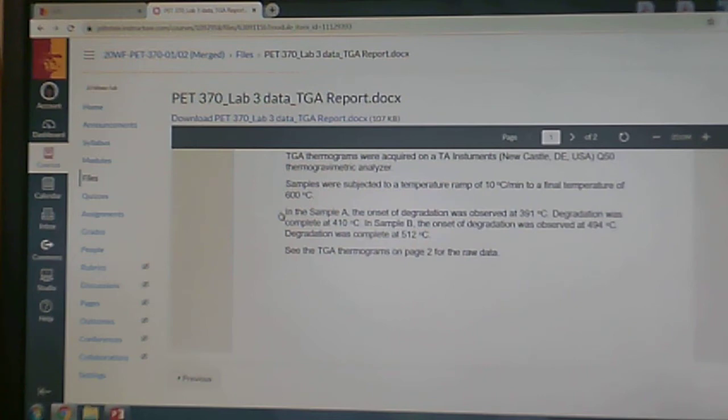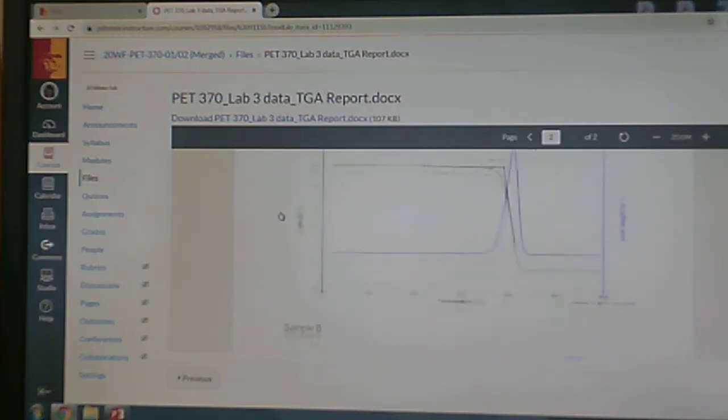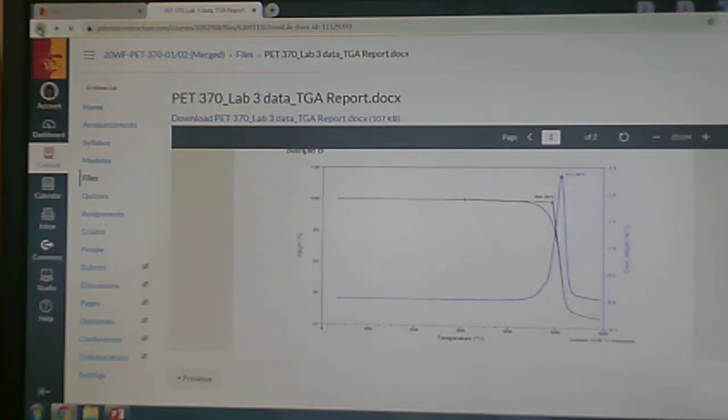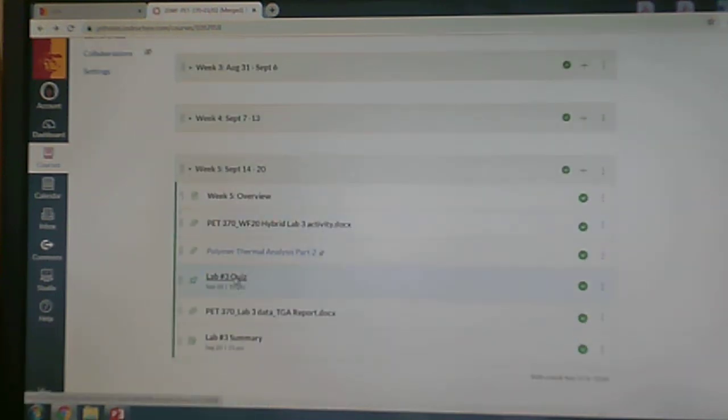So here is the summary data. This shows the two TGA curves. Also present here, that'll be covered on your quiz, is this lab activity, of course, and then the second half of the polymer thermal analysis.